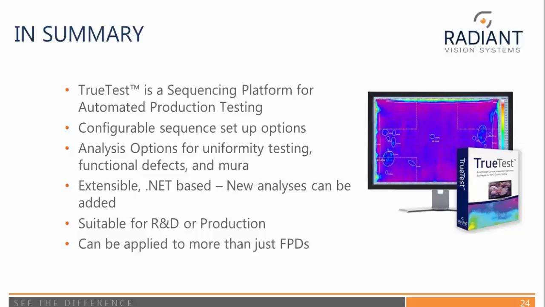And actually, it's so flexible that TrueTest can be applied to more than just flat panel displays. Anything that an imaging colorimeter can take an image of and provide this imaging data for can be analyzed and sequenced for automated production. As an example, we could do some visual surface inspection of, say, the outside of a laptop or device, looking at plastics or metals for scratches, dings, dents, that sort of thing. So, we focused on Mura and flat panels here, but that's not all that is possible.